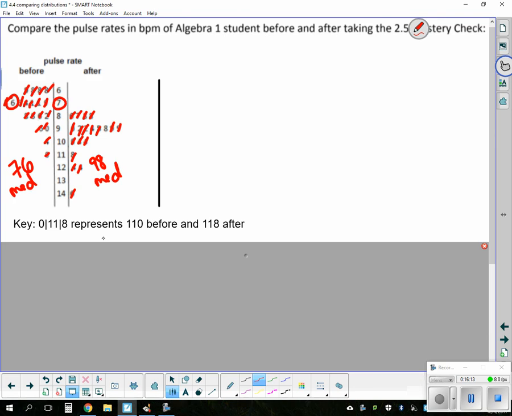And then lastly, I need my spread being the range. So here I have my minimum is 68 before, and my maximum is 110, so I could subtract those. And then after I have 86 as my minimum and my max being 146. Subtract those, compare those numbers.